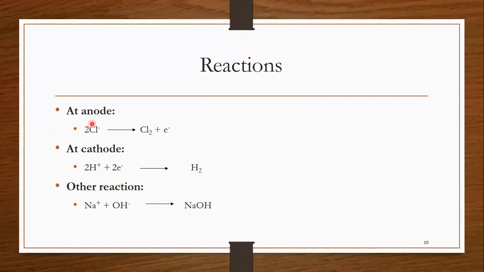Here at the anode, the chloride ions release electrons and produce chlorine gas. But at the cathode, the hydrogen ions gain electrons, which are available from the anode to the cathode. In this way, they produce hydrogen gas. So the sodium ion and hydroxyl ion react and form sodium hydroxide.